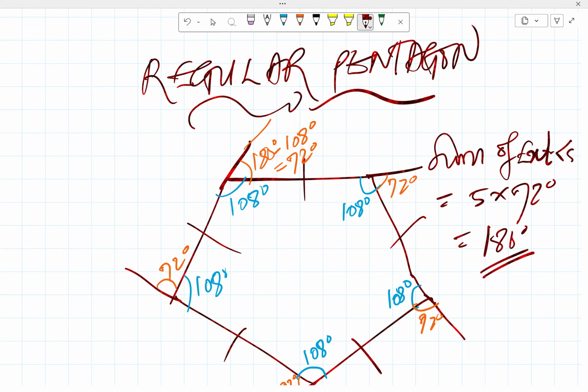Oh, sorry. I just knew something was not right. 72 is 36 times 2. So 5 times 2 times 36, that's 360 degrees. I was wondering, when I wrote 180 degrees, it looked strange. Okay. So 5 times 72 degrees is 360 degrees.